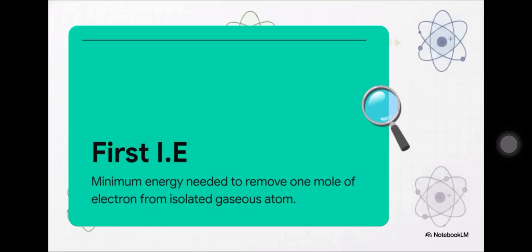Let's break this down into stages, starting with the baseline cost. The first ionization energy is the minimum energy needed to remove 1 mole of electrons from an isolated gaseous atom. So it's just the energy required to pluck away that very first, most loosely held electron from the atom's grip. But what if we want to take another one?